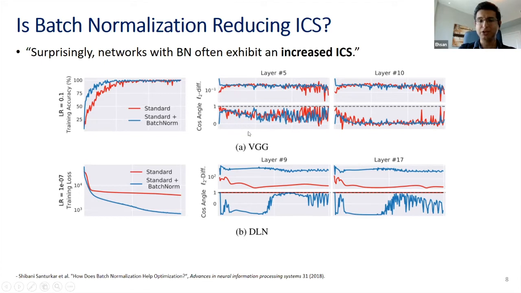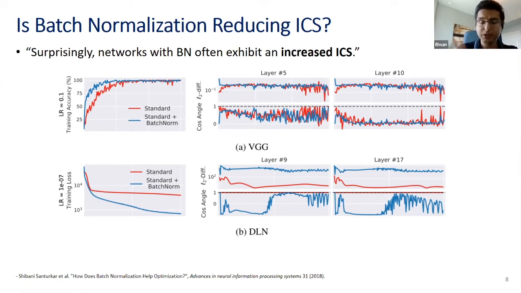As you can see on VGG, we don't see much difference between the ICS of the standard curve versus the batch norm one. Here the red curve belongs to the standard one, and the blue one belongs to the batch norm. Even at the end of training, you can see that the standard one is actually doing better in terms of the ICS. The same phenomenon appears if we use the cosine angle as a similarity metric: we also don't see much difference between the ICS of the standard versus the batch norm one.